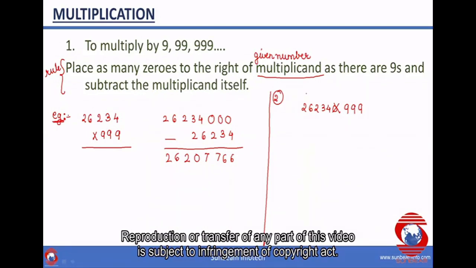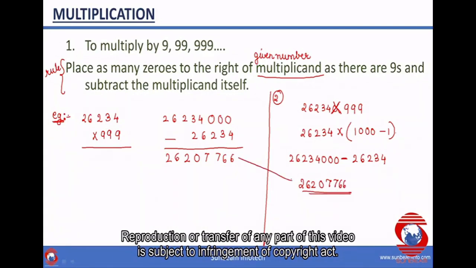Or I can use this second way. What is the second way? If I have to multiply this number by 999, can I write it as 26234 into, instead of 999, can I write it as 1000 minus 1? Or can I write it as 26234000 minus this into this, that is 26234. So it is same as this, and this will give me the output as 262077766. So it is going to give me the same answer in both the cases, right? So in both the cases, I'm going to get the same output.